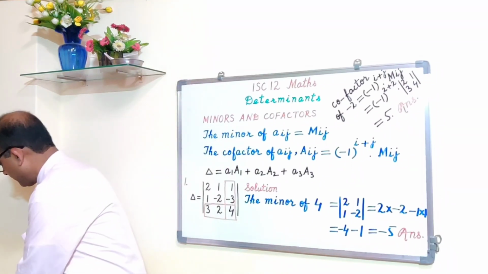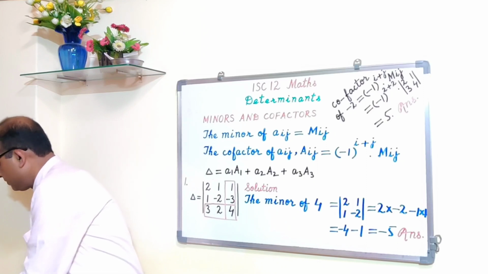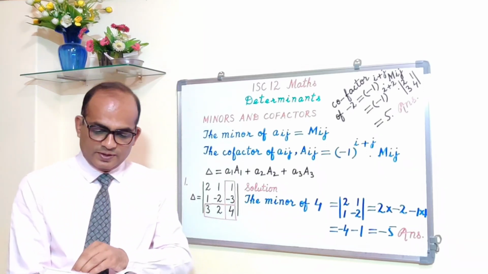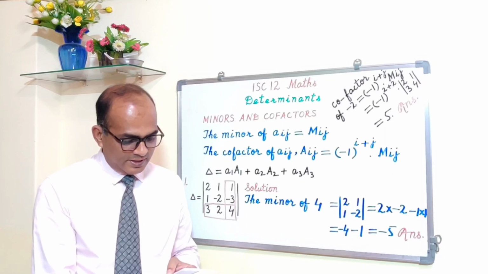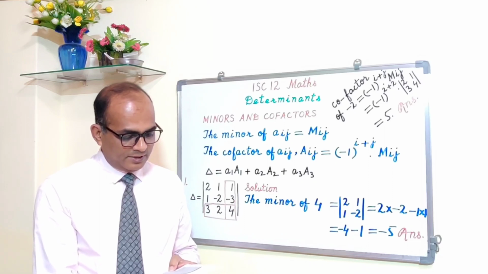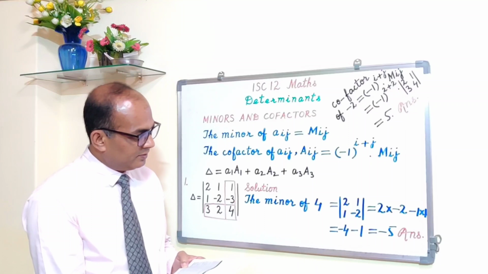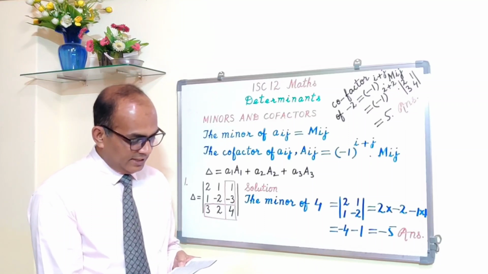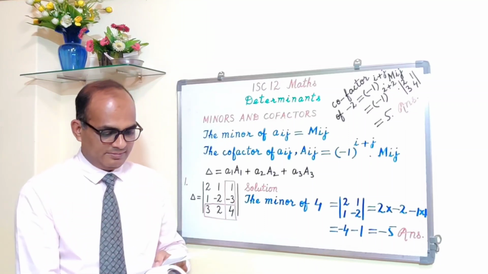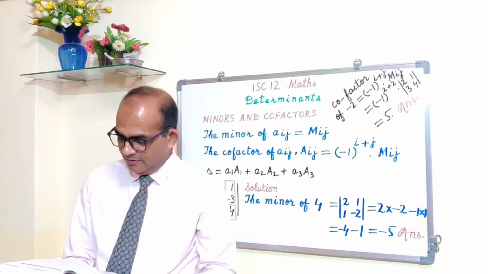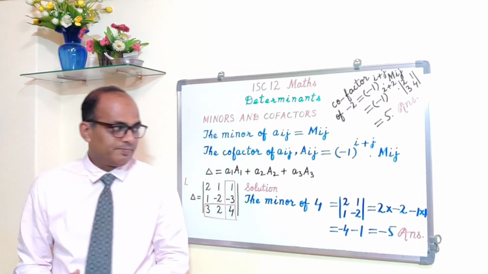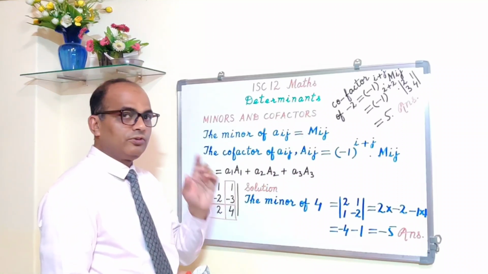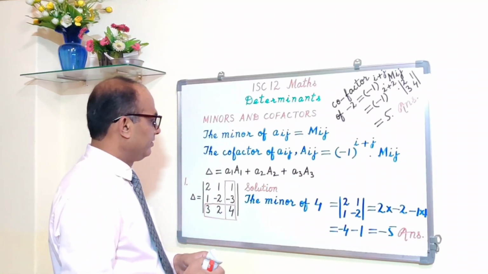Let me check the second question. The minor of minus 2 is 5 and the minor of 4 is minus 5. Yes, minus 5, correct. Fine. Now the next question is this one. Cofactor I taught you how to find, so you have now understood.